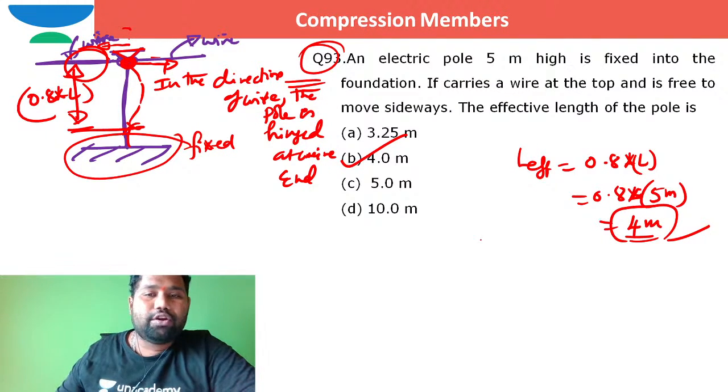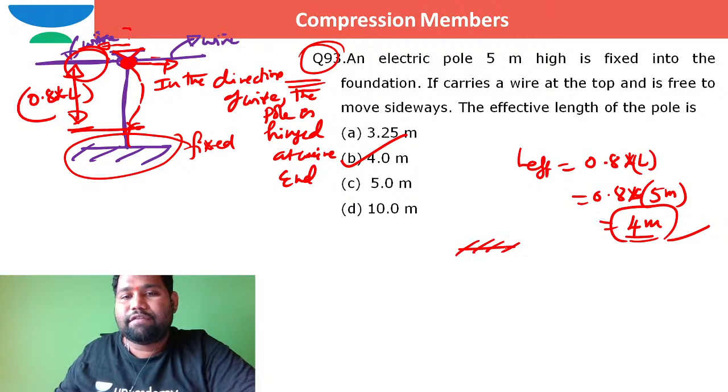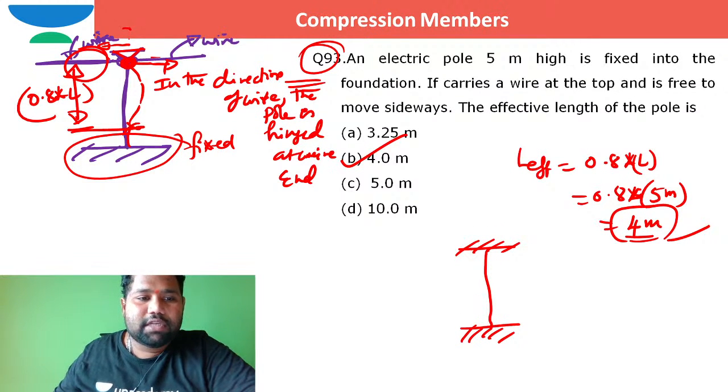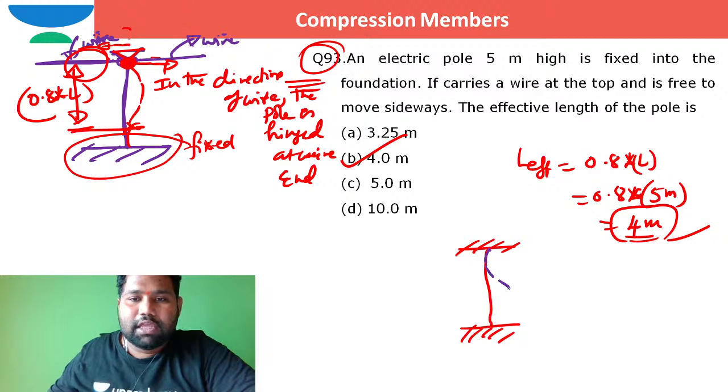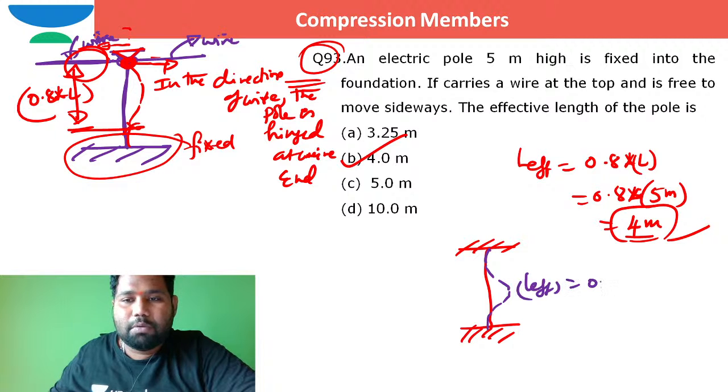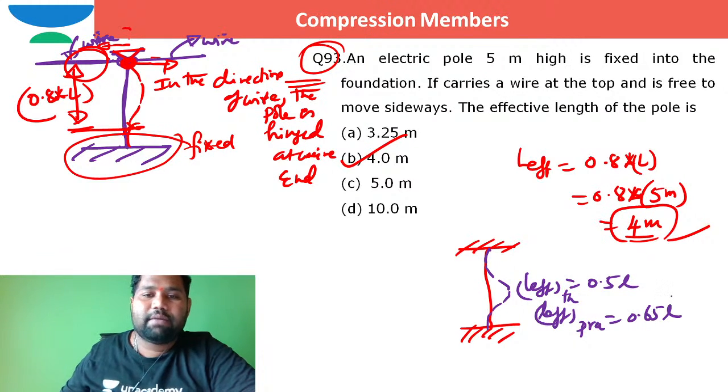I hope you already know when both ends are fixed. In such case, the theoretical effective length, L effective theoretical, is 0.5 times L. The practical effective length is 0.65 times L.